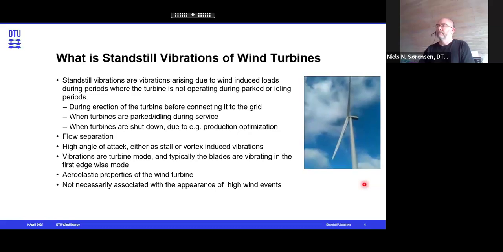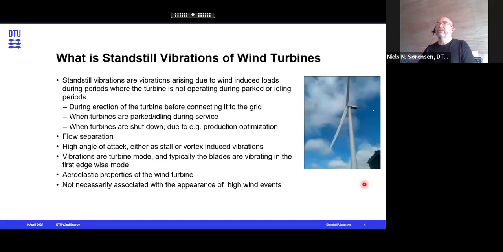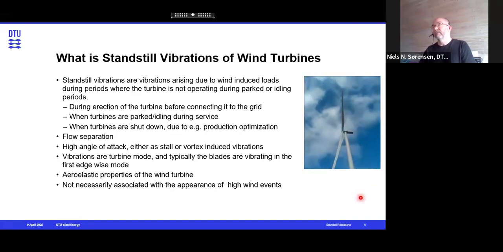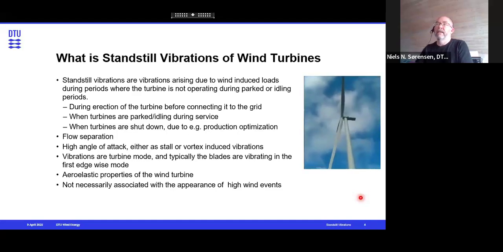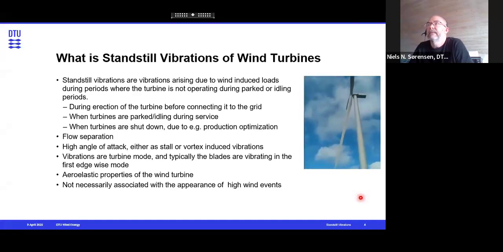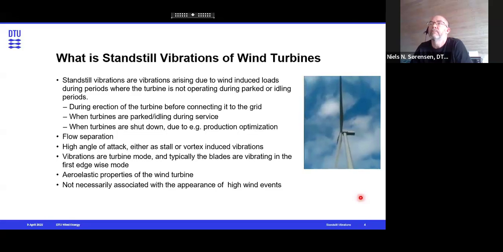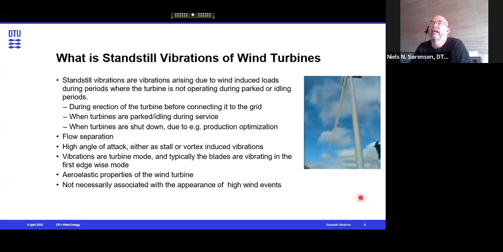And to start on the subject, the movies that we will see here today are not from the PRESTIGE project. They are actually just downloads from LinkedIn to illustrate that this is in fact a real thing. So we see these vibrations also in real life.